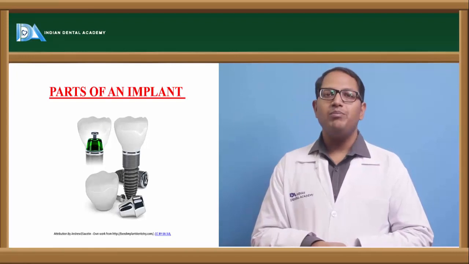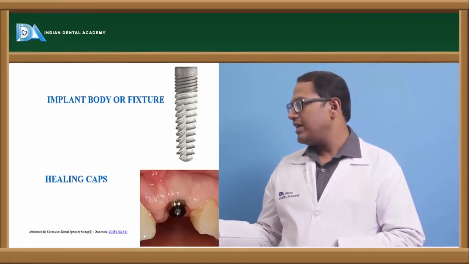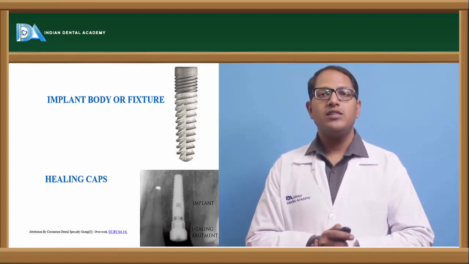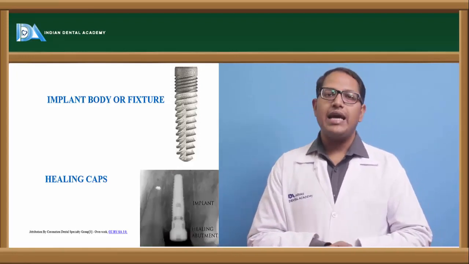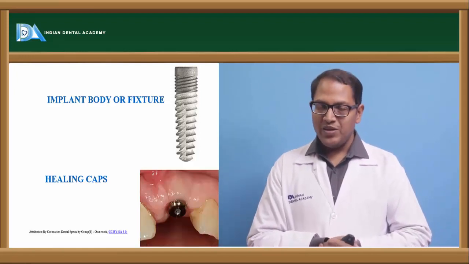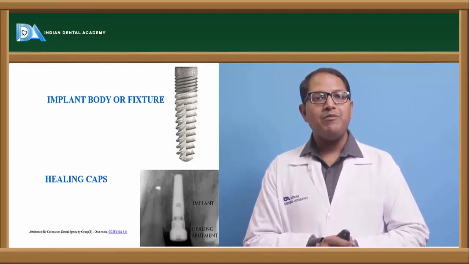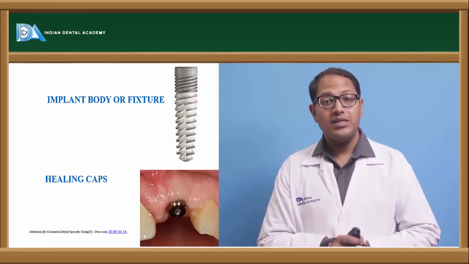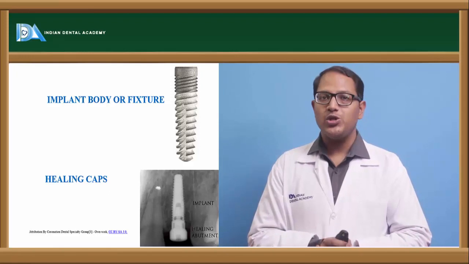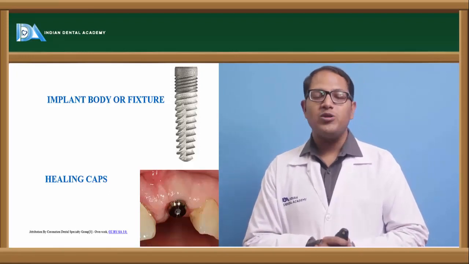Coming to the parts of the implant. The first part is the implant body, the implant itself, also known as the fixture. It has a healing cap which has to be placed after the first stage of surgery. Why do we place a healing cap? The name itself says healing cap. What is it healing? It is healing the soft tissue, the gingival biotype present there.